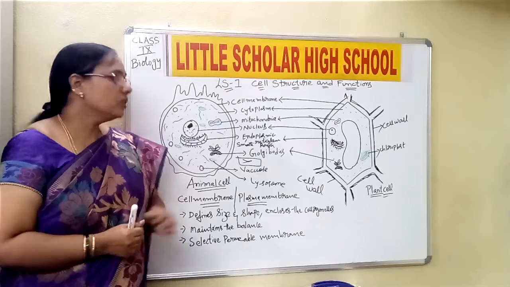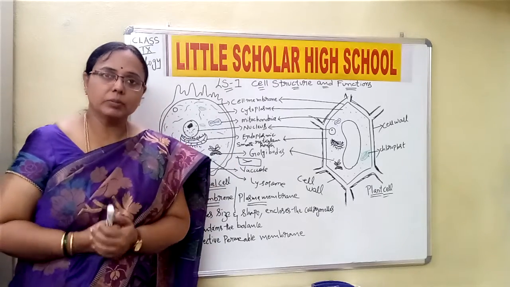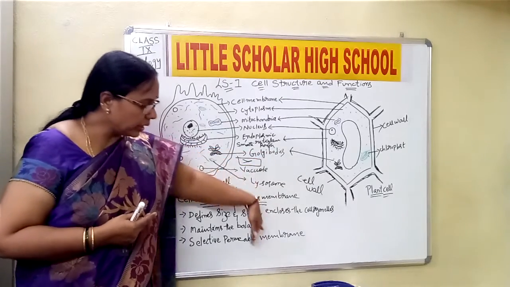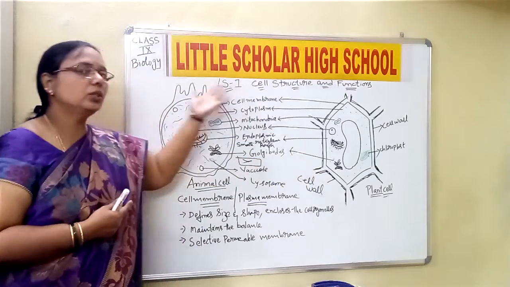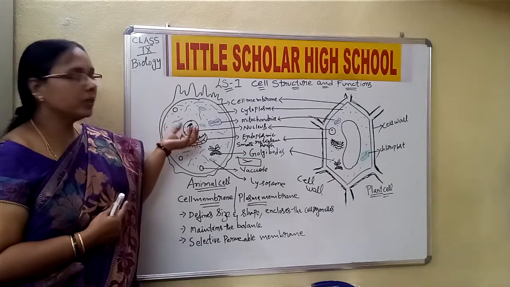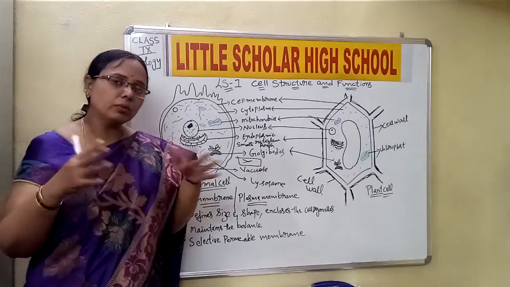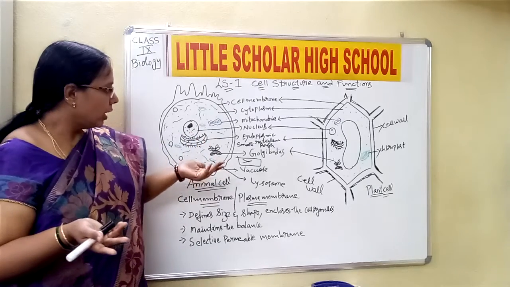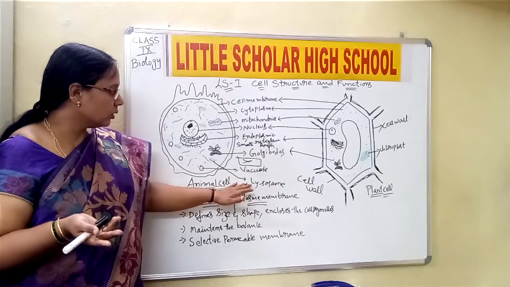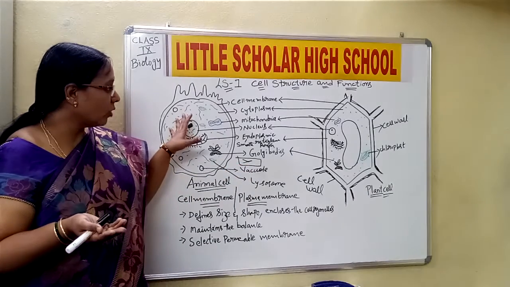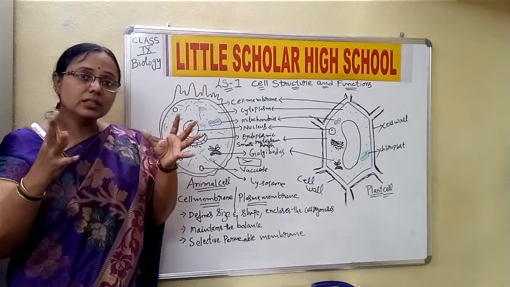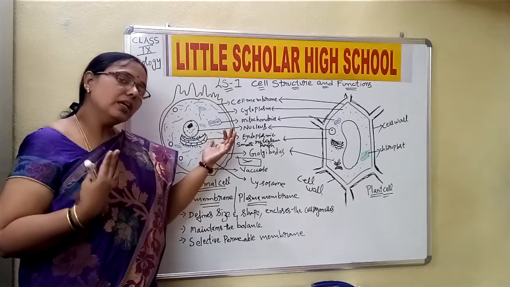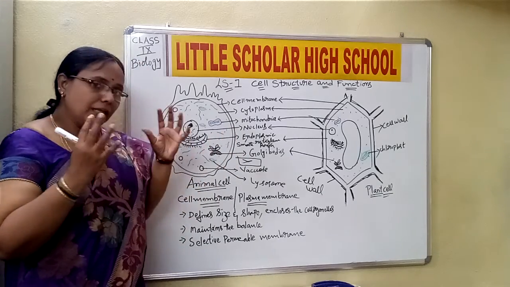For example, suppose the cell membrane is not there, what happens? All the water which is present in the external environment will move into the cell. Yes or no? Then what happens? All the cell organelles will not be intact. They will be floating somewhere or the other. And what happens whenever the external water is going inside? The cell may bulge and it may burst also.